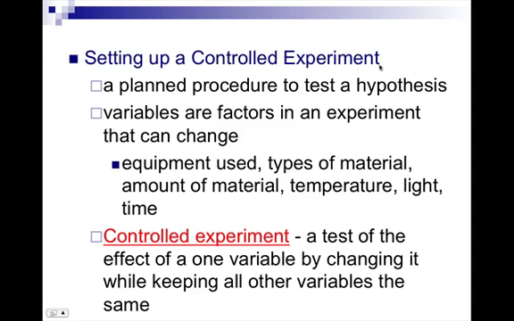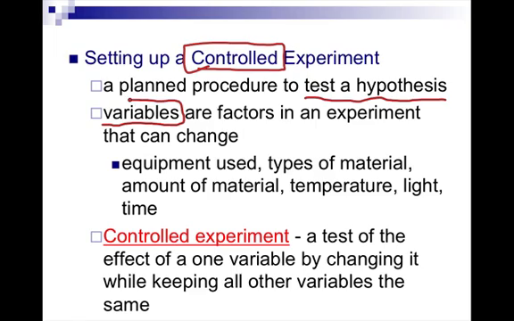All right, here's the key when it comes to an experiment. We need it to be what's called a controlled experiment. So a controlled experiment is a planned procedure to test the hypothesis. And sometimes a hypothesis is an if-then statement. So what are we testing? The thing that we're testing in our particular experiment is called variables. And variables are factors in an experiment that can change. This is the key. They can change.